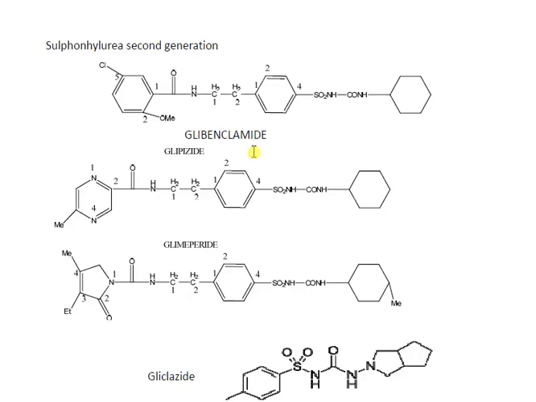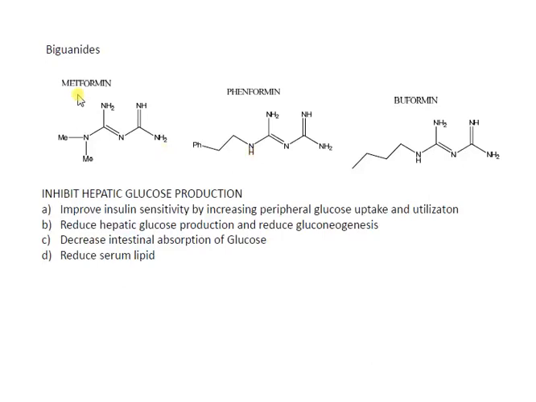Then the second class of oral hypoglycemic agents is metformin, phenformin and buformin. The mode of action of these agents: they are insulin sensitizers. The mechanism is not fully understood. These biguanides do not stimulate insulin release, but the presence of some insulin is essential for their action. The hypoglycemic action is due to improved insulin sensitivity by increasing peripheral glucose uptake and utilization, reducing hepatic glucose production and gluconeogenesis, decreasing intestinal absorption of glucose, and reducing serum lipids. It also interferes with the mitochondrial respiratory chain. These are the examples: metformin, phenformin and buformin.